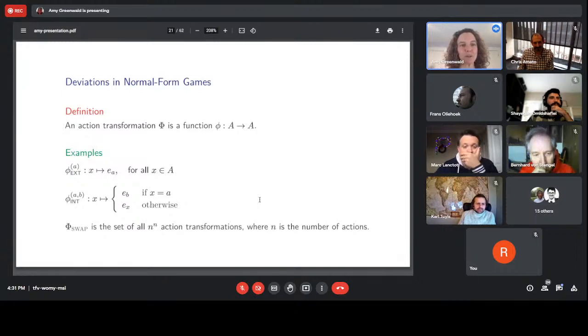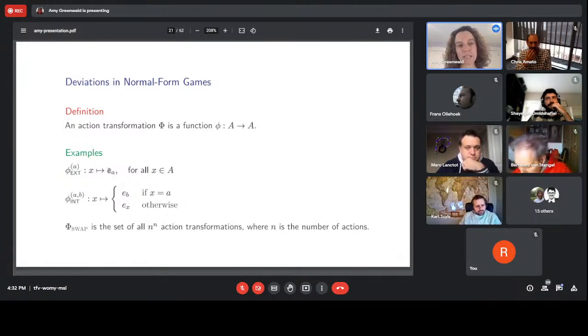Now I want to explain to you what the deviations were in extensive form, in normal form games. All right, so we can think in a normal form game that we have a bunch of actions and we can transform our actions. So there are various ways that we might transform actions. So deviation is a function from actions to actions. So here's the first example. These are the external deviations. What they do is no matter what action this function is given, it will transform to some other fixed action. So this function is transforming to fixed action A.